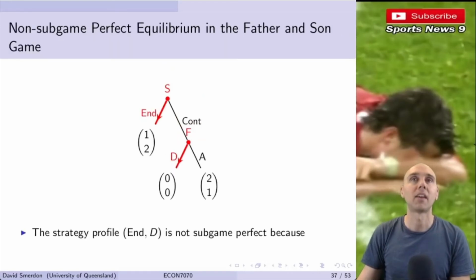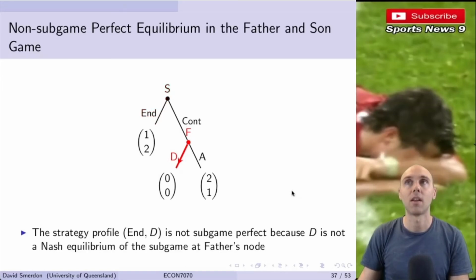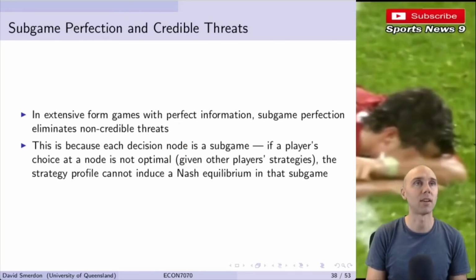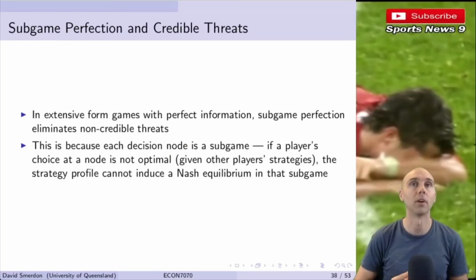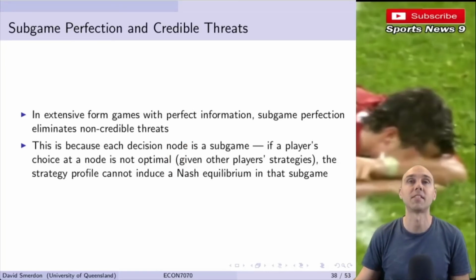What about the other Nash equilibrium that we found? Well, this is a non-subgame perfect equilibrium, because even though it is a Nash equilibrium of the whole game, if we just look at the second subgame, it doesn't make any sense. The father is not playing rationally, and that's because his threat is not credible. So subgame perfection as a refinement of Nash equilibrium eliminates non-credible threats. And that's important for us.